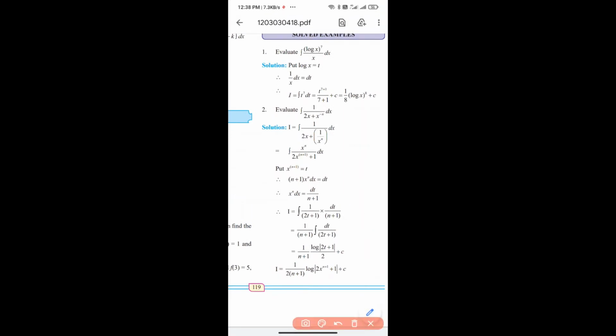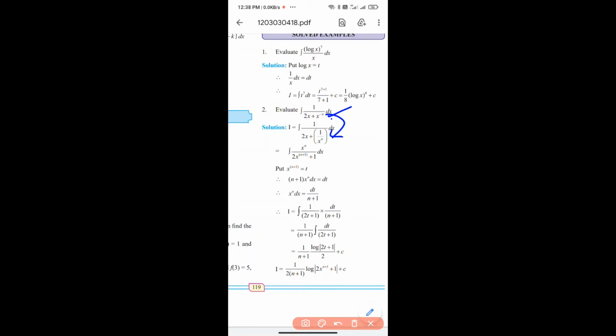Let's do the second one. Now the second one is integration of 1 divided by 2x plus x raised to minus n into dx. The first thing that we should do in all these problems is to simplify this. So here it is not simplified because x raised to minus n is given, so we have to take a reciprocal of it to make the power plus.